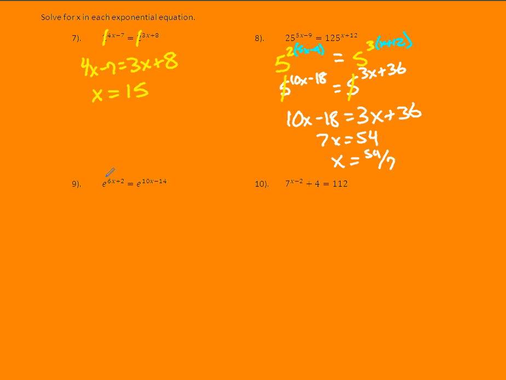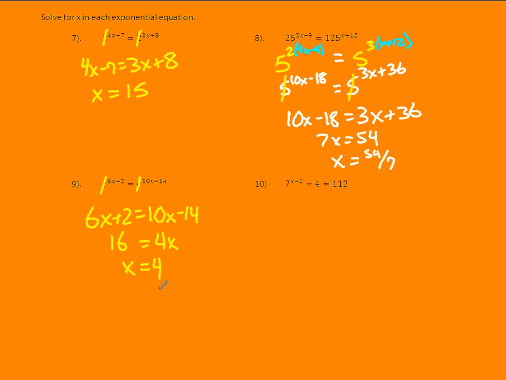Okay, and number 9, again, we're already given bases are the same. The base is e, who cares what it is? I could make up a number, make up a letter, and it would have to be the exact same. So I just set my exponents equal again. 10x minus 14 and 6x plus 2. Subtract over to get 4x, add over the 14 to get 16. That means x equals 4 is my answer.